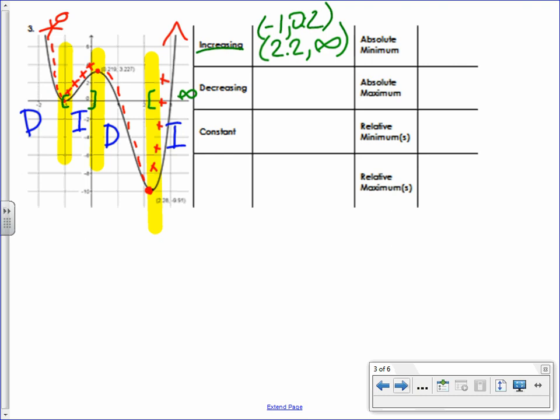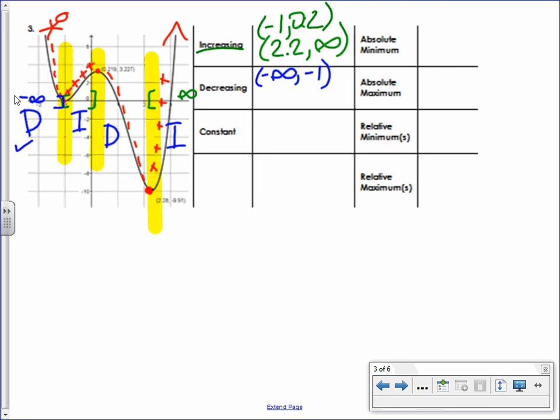Well, now let me come back and pick up my decreasing. He's decreasing from negative infinity until this point. Well, we call this point negative 1. So he's decreasing from negative infinity to negative 1. That took care of this one.